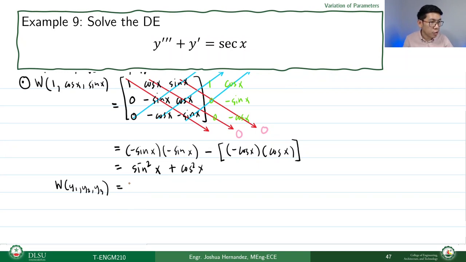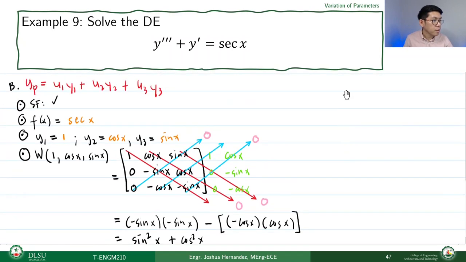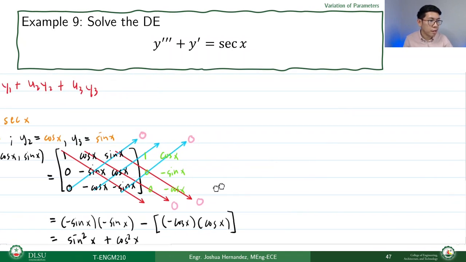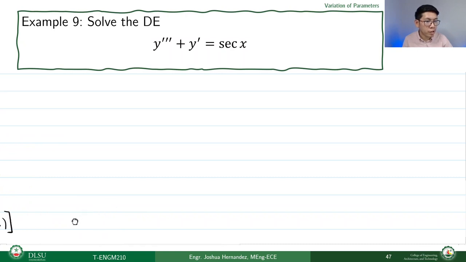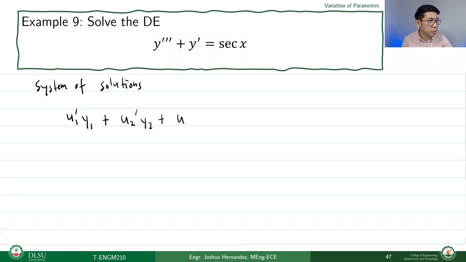Ayun. So, next is, since na-identify na natin yung ating mga sangkap para sa ating third order na DE, same din naman yung process kagaya sa second order, wherein, to get U1 and U2, no, to get U1 prime, kasi recall that the system of solutions that will be generated ay magkakaroon tayo ng simultaneous equations na u sub 1 prime y sub 1 plus u sub 2 prime y sub 2 plus u sub 3 prime y sub 3 equals 0.